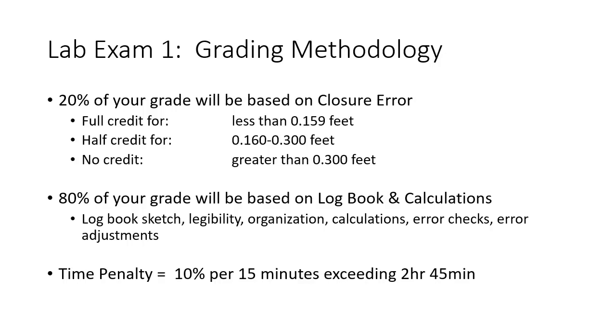And in the lab that we did with yesterday's lab group, a lot of groups were just doing that by default. Like they were doing pretty good. The closures yesterday were a lot better than they were last week, on average. You get half credit if it's between 0.159 and 0.3, and no credit if it's 0.3 or greater.